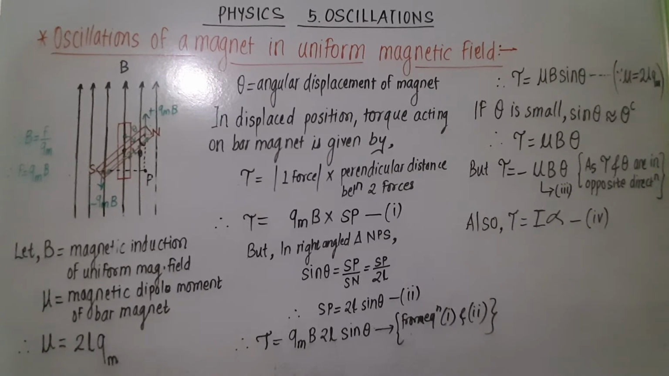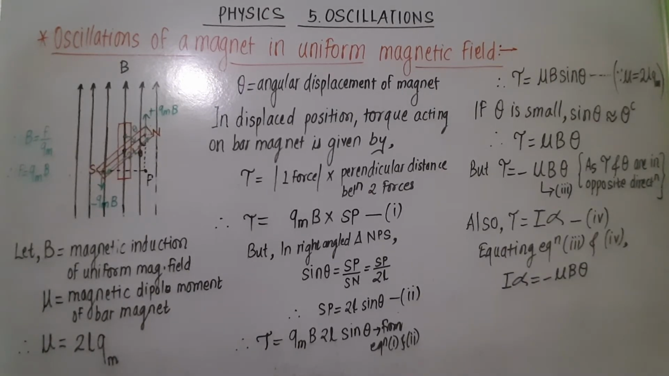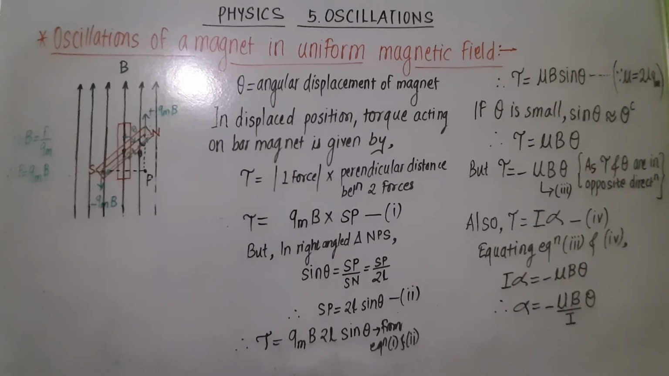In the previous lecture we have seen that torque is also given by I alpha. Let this be equation 4. Now equate equations 3 and 4 and we get I alpha is equal to minus mu B theta. Therefore alpha is equal to minus mu B theta upon I. But here mu B upon I is constant for a given bar magnet. So we can write alpha is directly proportional to minus theta.